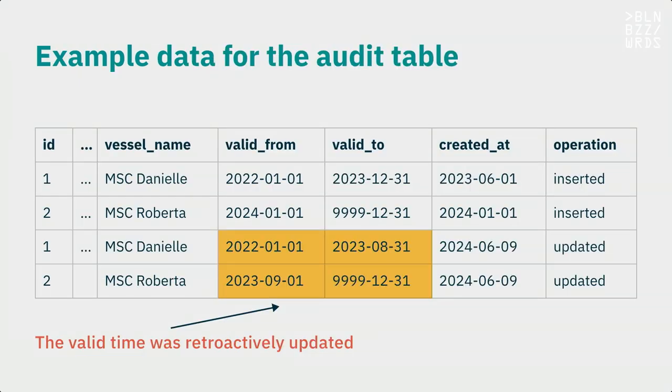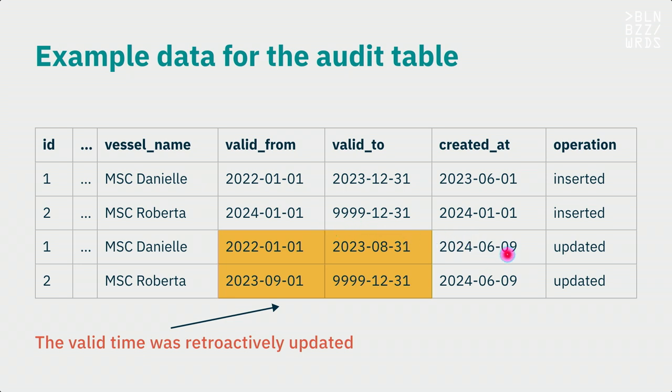In the data, it looks like this. So this is the audit table, and the rows created at June 23 and January 24 assumed that the ship was called MSC Danielle from the beginning of 22 to the end of 23. And that it was called MSC Roberta from the beginning of 24 until the end of time, which, I hope this is not the end of time, but we used it because we assumed that our application would not live for 7,000 years.